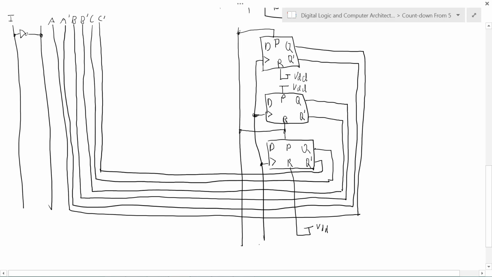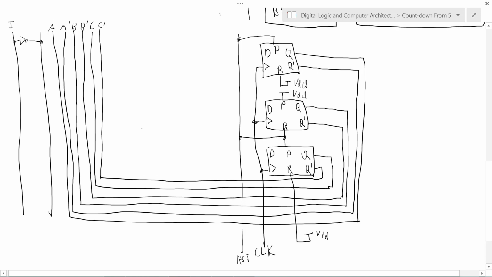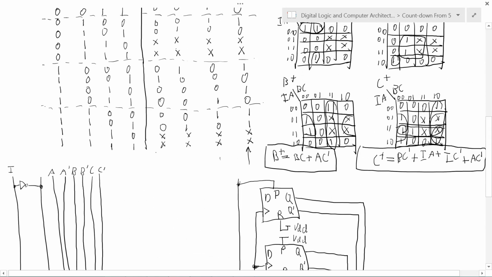And we can label the clock input and the reset signal input. I is labeled, our state variables are labeled, the inversions of these signals are all labeled. Let's see if we can implement them now. C+ is particularly complicated. Let's try implementing that.